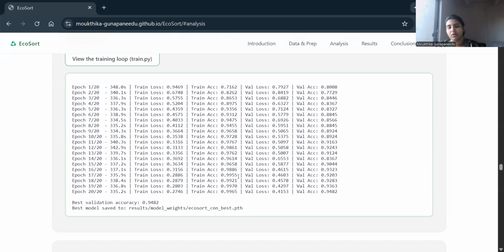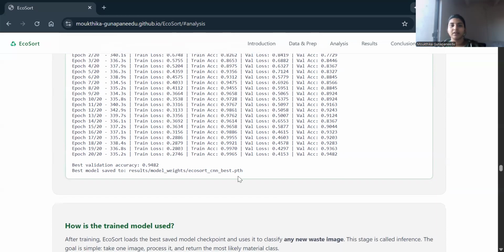Validation accuracy starts from around 80% in the early epochs, and it gradually climbs into the high 80s, and eventually it reaches a really good score of 94.8% by the last epoch. And this is a strong indication that the model is learning useful patterns without actually overfitting or memorizing the answers.